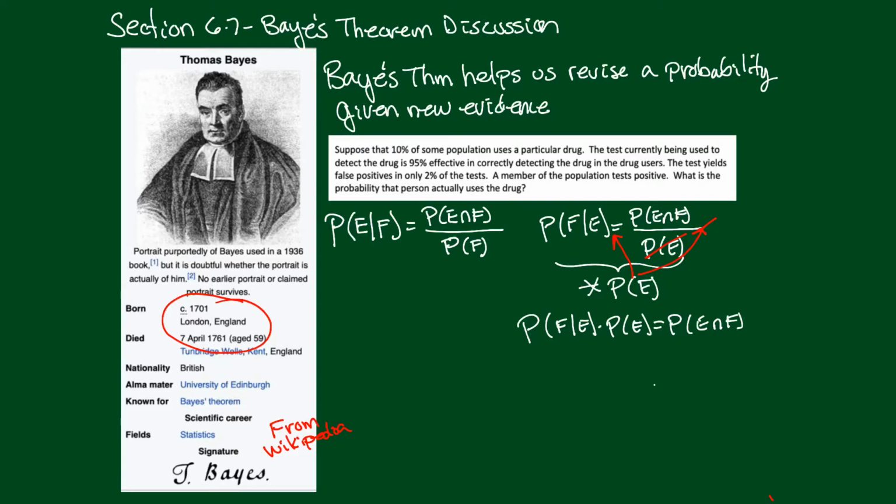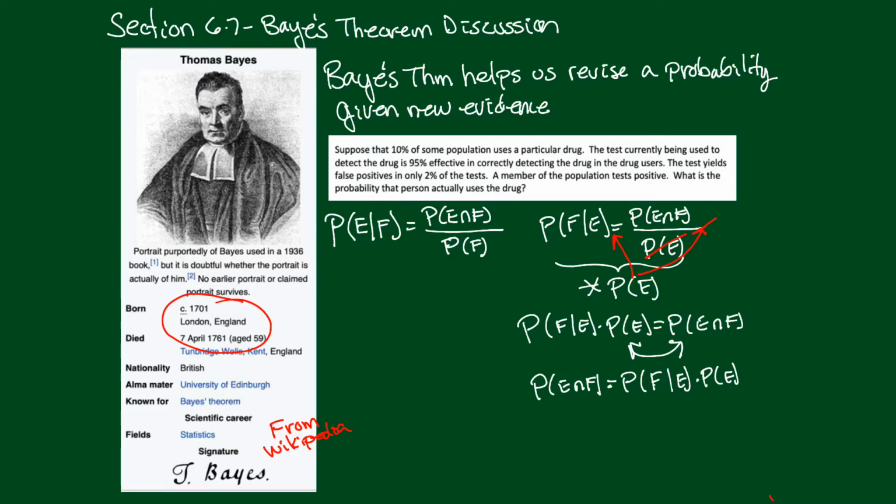Now, to make this make a little bit more sense, I'm going to switch the order of these. It doesn't matter which way I write them. So I'm going to write it like this now. The probability of E intersect F is the probability of F given E times the probability of E.